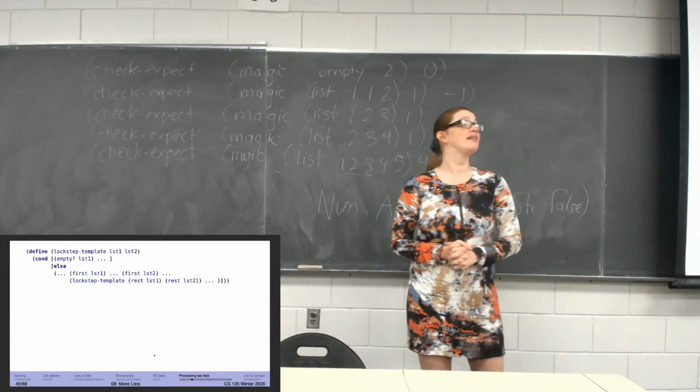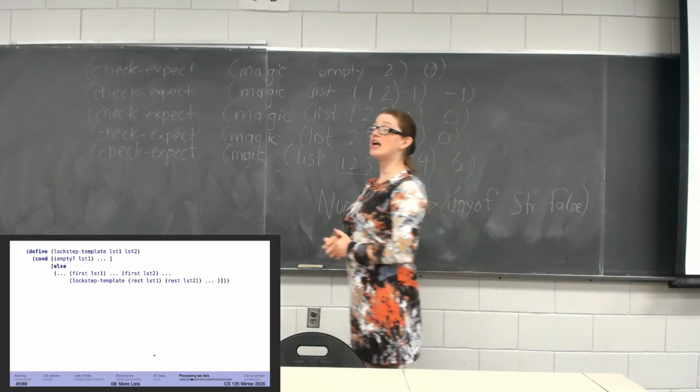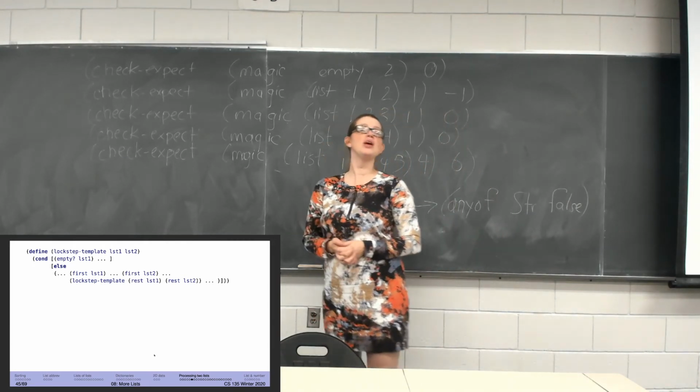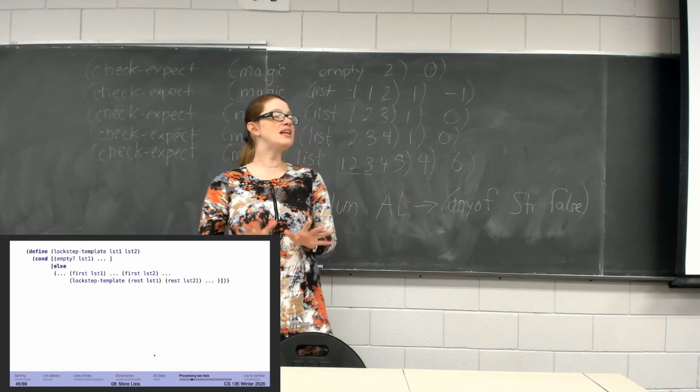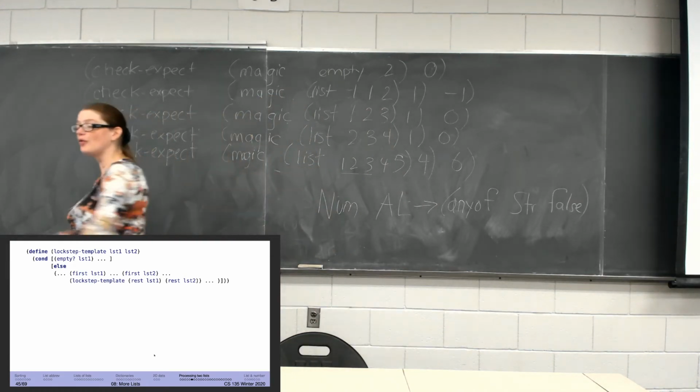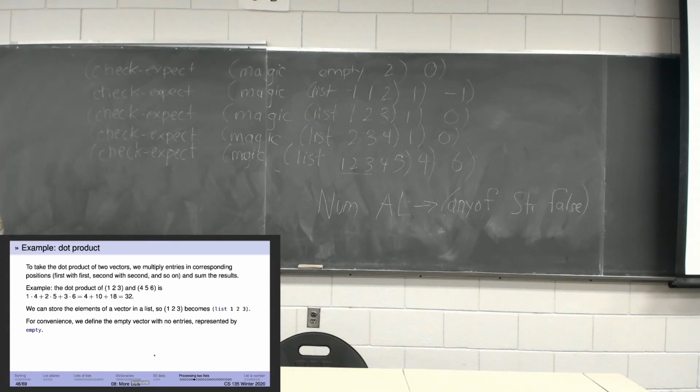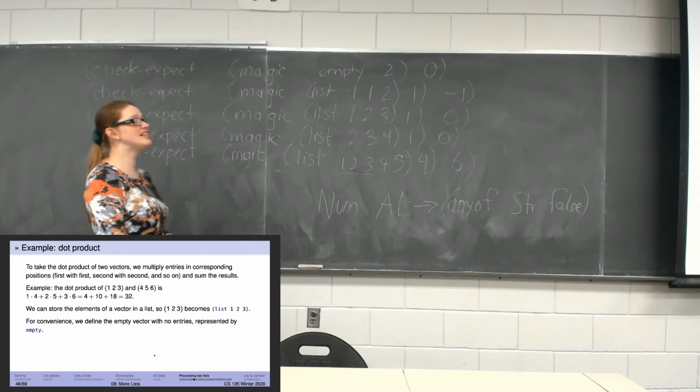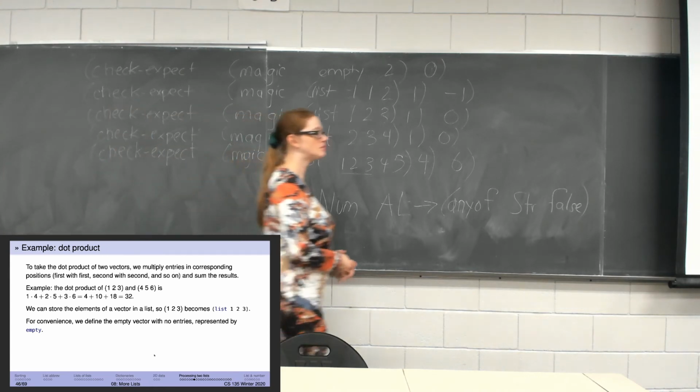You could write a function to test if two lists are equal, assuming they are the same length. You could write a function to add two equal length lists together. There's many different things that you could do. The example, however, we're going to show you is computing the dot product. So we can actually use a list to represent a vector.